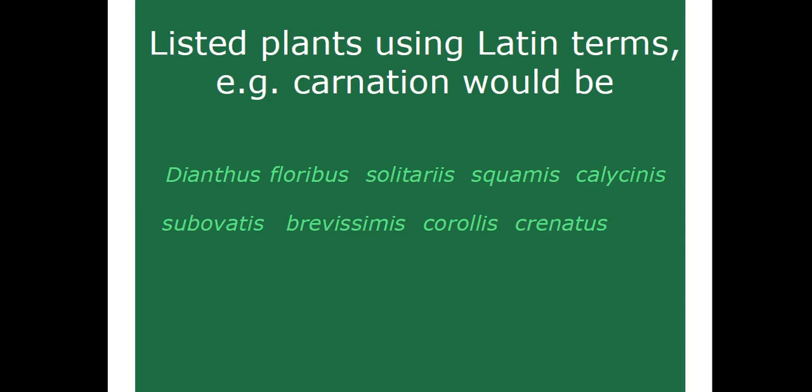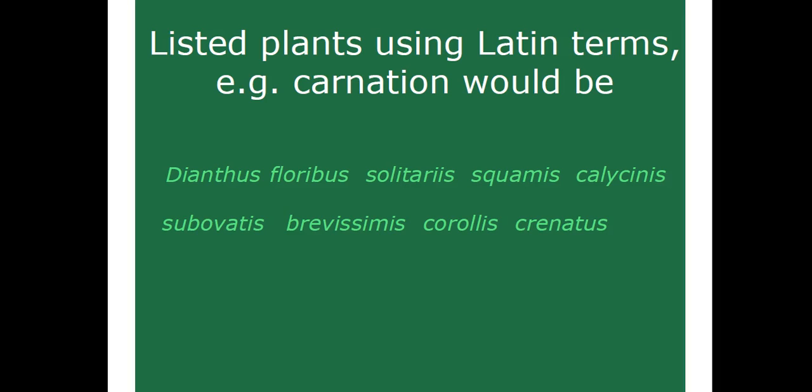So, of course, plant terminology began in Latin. And if we just use the Latin language to describe plants, like they began doing in Greek and Roman times, then we might have a difficult time remembering the names of these plants. So, for example, the carnation.